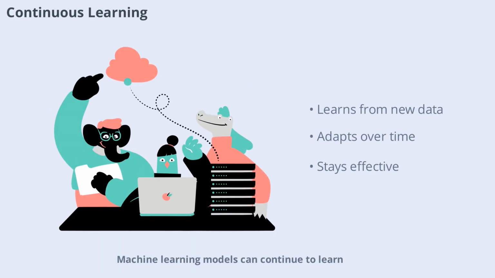Machine learning models can continue to learn and improve as new data becomes available. This process, known as continuous learning, allows systems to adapt to changing environments and stay relevant over time, making them more effective in the long run.